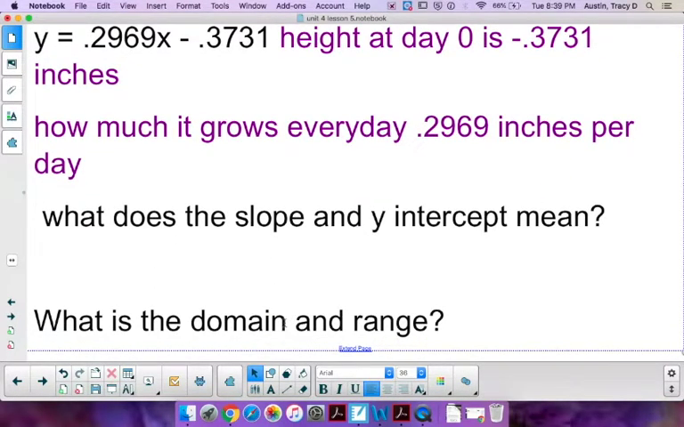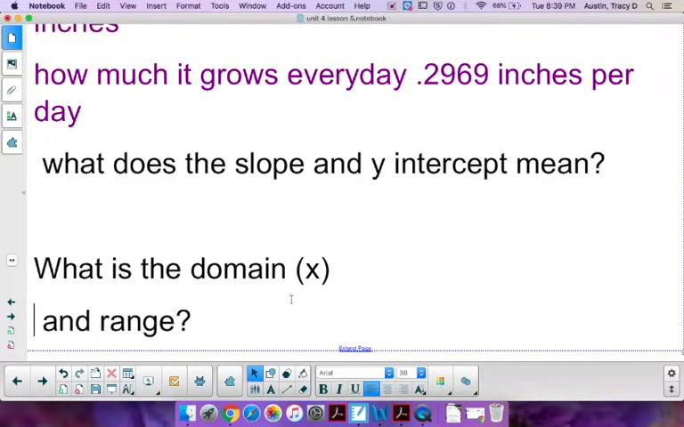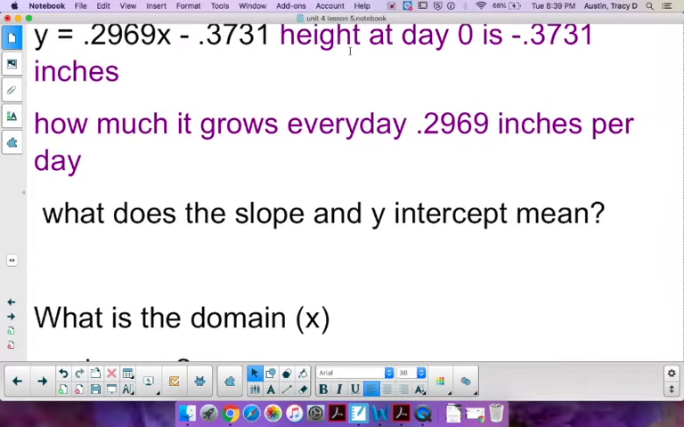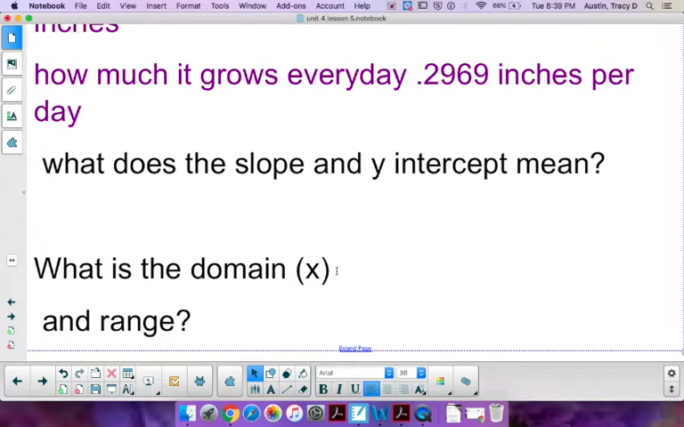The domain is your x, correct? So if that's your x value, then, well, let's see. Your x's are your days. So since it's for 51 days, my domain, this is what I was talking about with the square brackets before, is from 0 to 51.